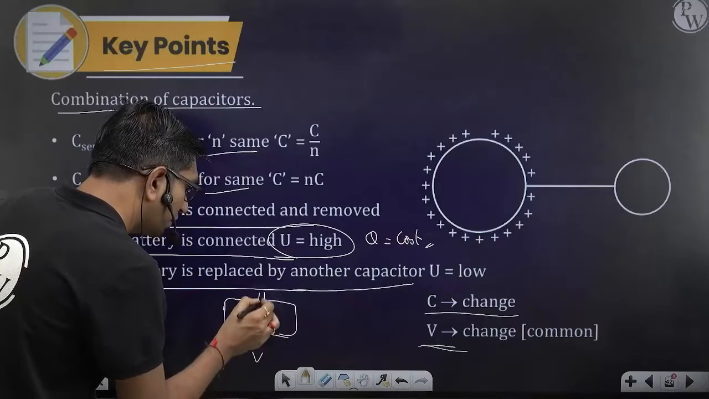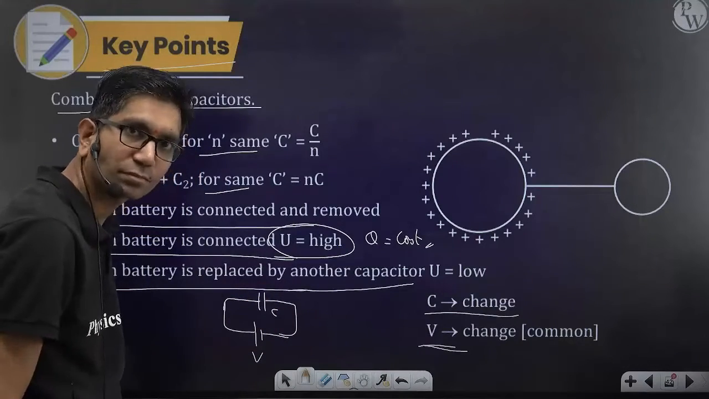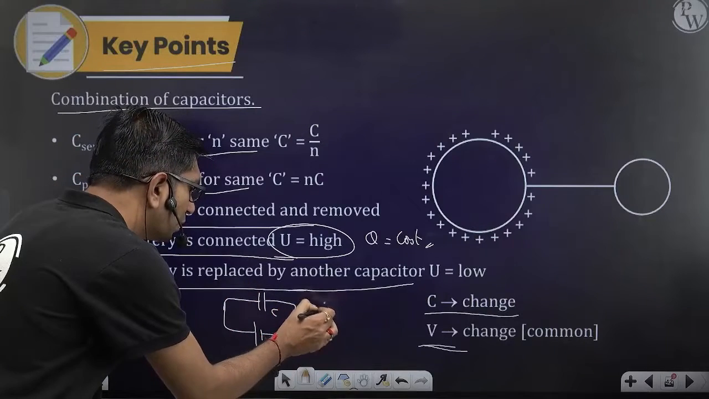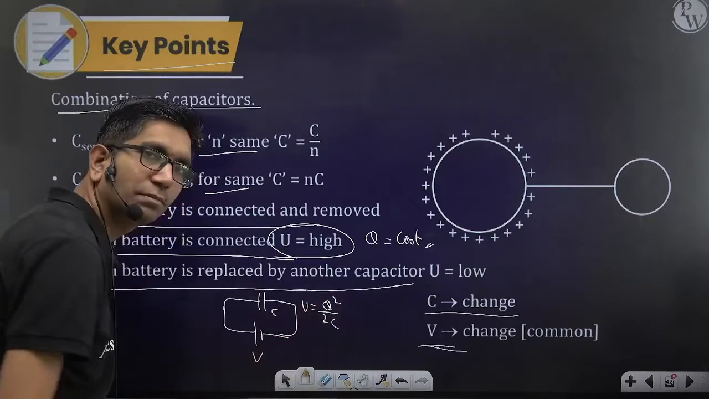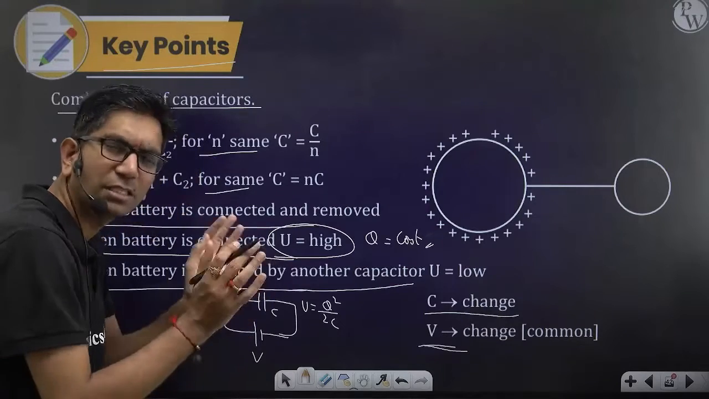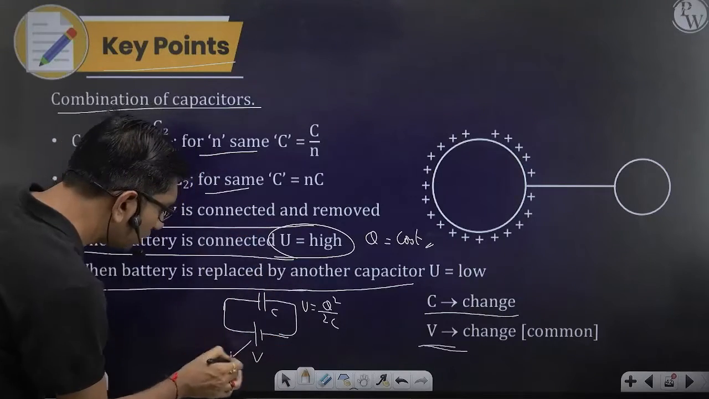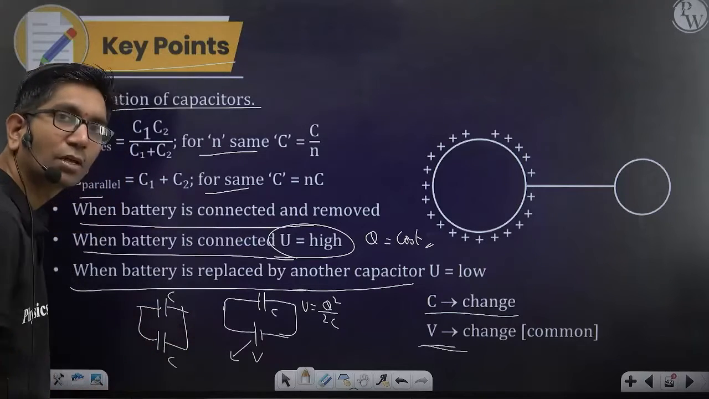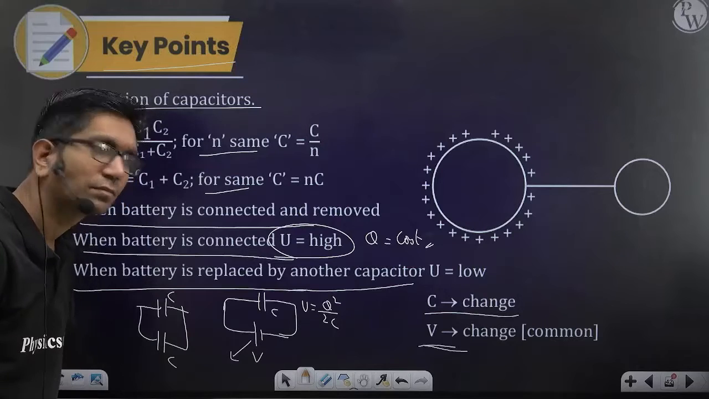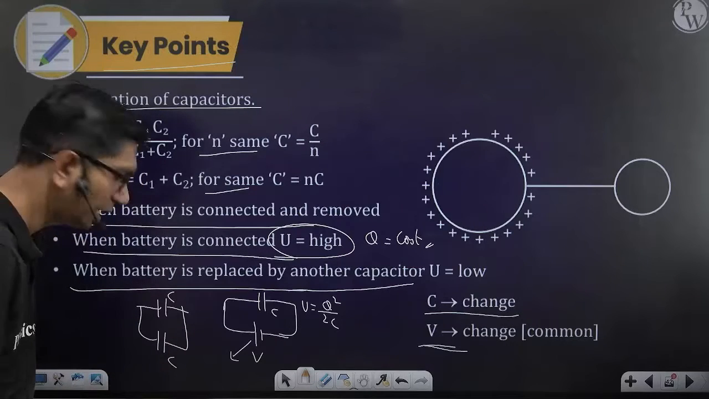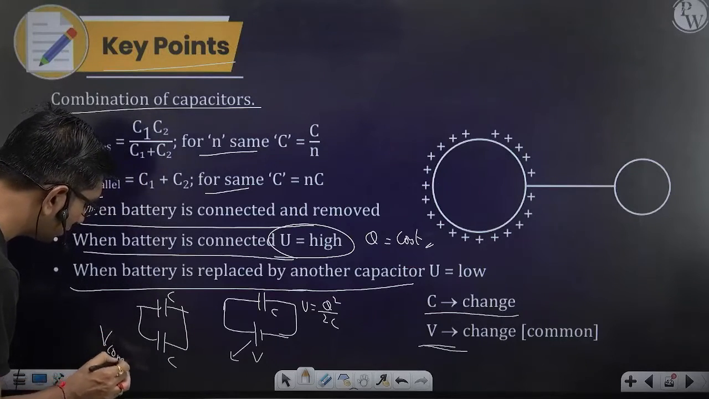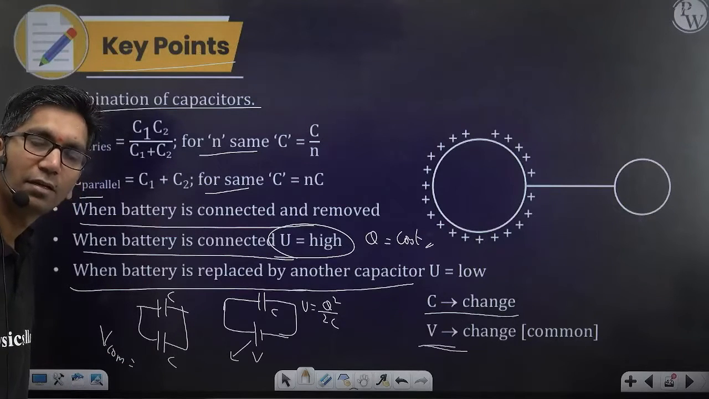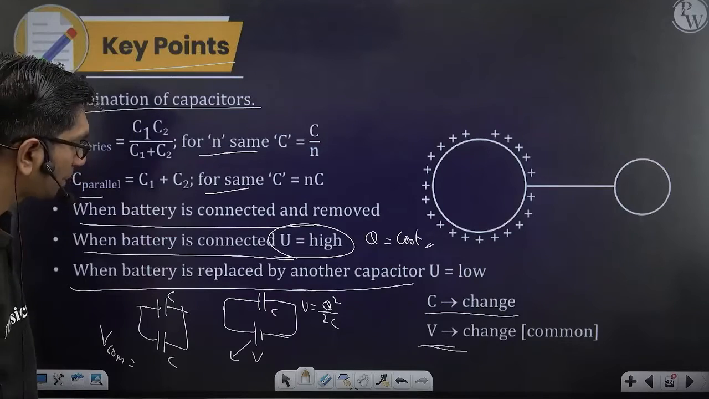So this is a potential V, this is a capacitor C. What is the potential energy now here? Q square by 2C, correct? Now the charge has been stored there. Next, what have I done? I have removed this and replaced it with another capacitor. What happens? Charge will be distributed equally until they reach the common potential. Is it clear? Right.